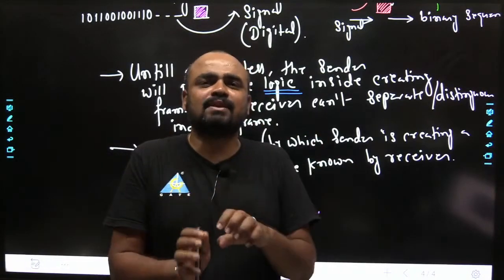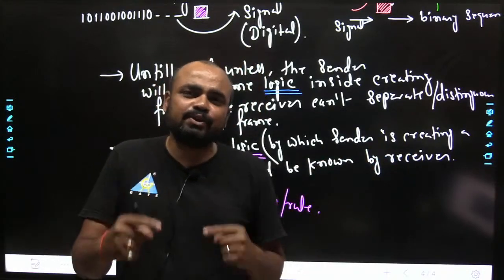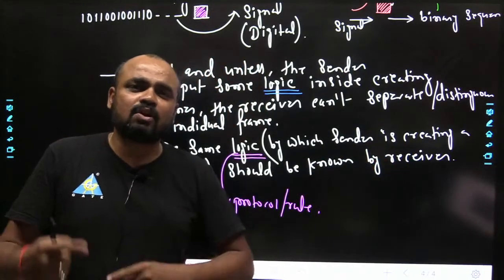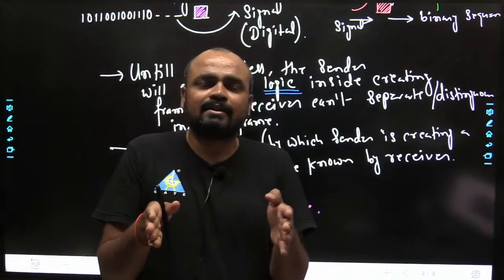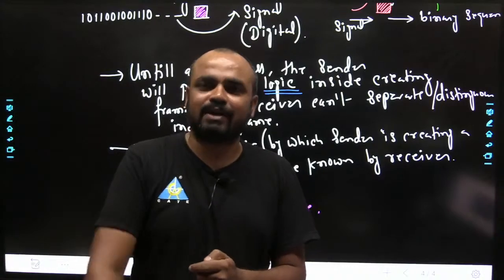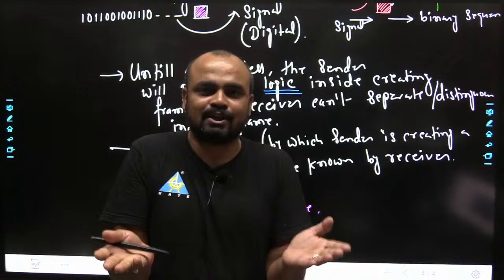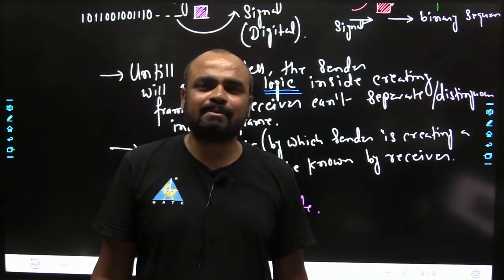Inside the medium only the binary sequence in the form of signals can travel. So whenever you are introducing any information or logic inside the packet, you have to put that logic in the form of 0 and 1, because you have no other things to implement. Are you getting my point or not?